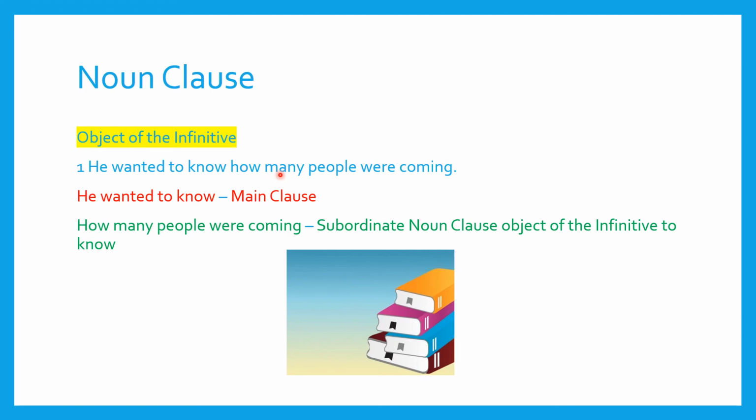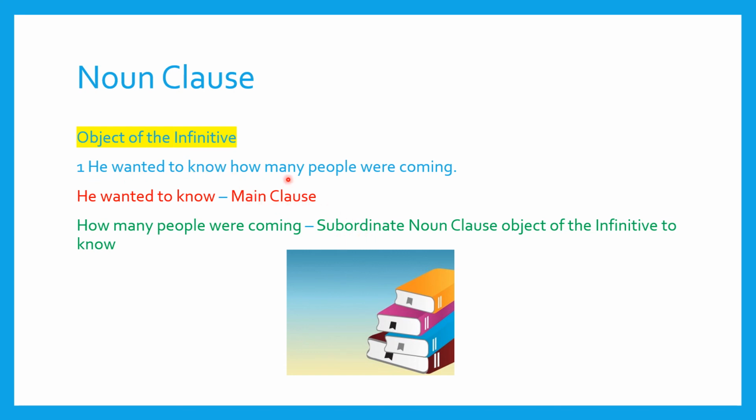He wanted to know how many people were coming. Here in this sentence, we have to identify the main clause and the subordinate clause. So first you will identify the subordinating conjunction. Here it is how. We know that subordinating conjunctions introduce subordinate clauses. So how many people were coming is the subordinate clause, and he wanted to know is the main clause.